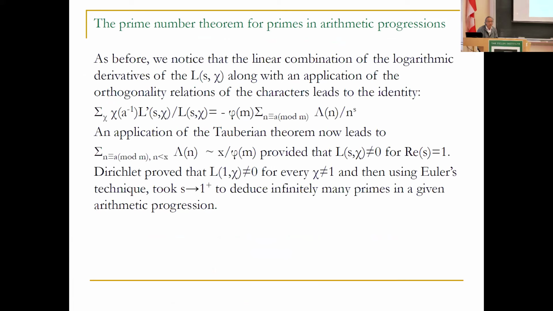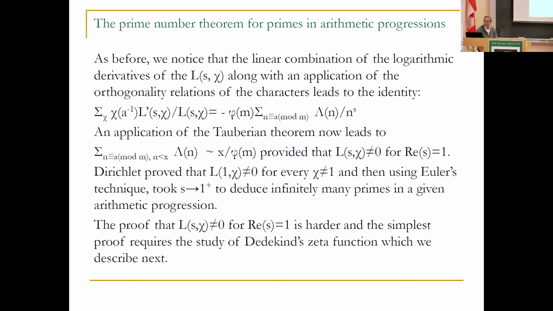And again, the punchline is the Dirichlet L functions don't vanish on the line real S equals 1. So there are no zeros on the line real S equals 1. And again, you have the analog of the Riemann hypothesis for Dirichlet L series, that namely all the non-trivial zeros of the Dirichlet L function should lie on the line real S equals a half.